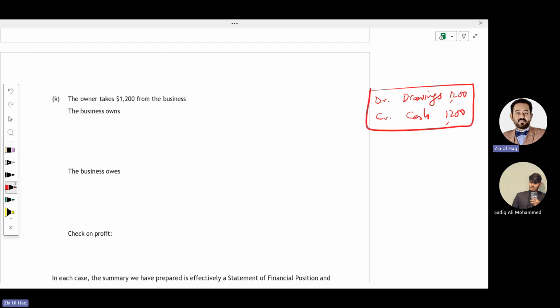The amount the owner invests into the business is capital or equity. The amount the owner withdraws from the business will be called drawing.